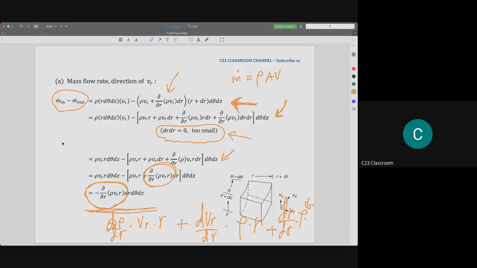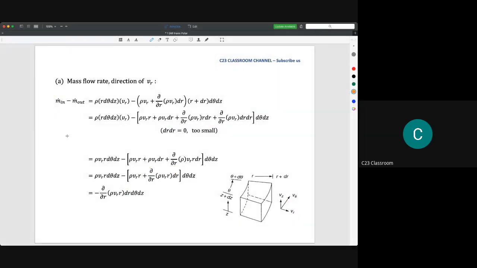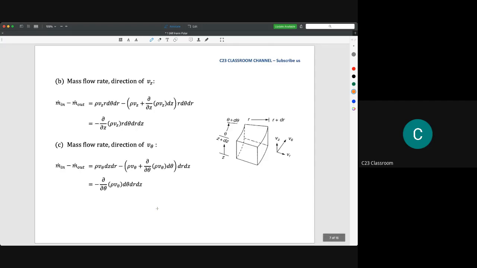I hope you could make some study for this operation. I'm not showing you the detailed calculation because every semester student could derive this by themselves. So I hope you could derive it by yourself too. After you derive all of this, you get that m dot at the inlet minus m dot at the outlet is this term. And then we calculate the mass flow rate for the z-axis.